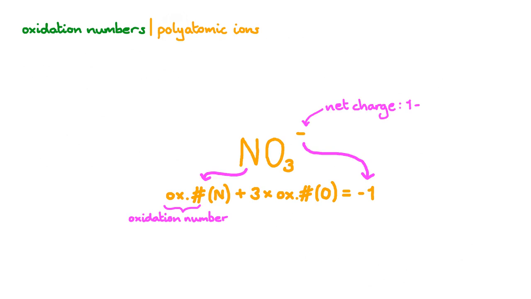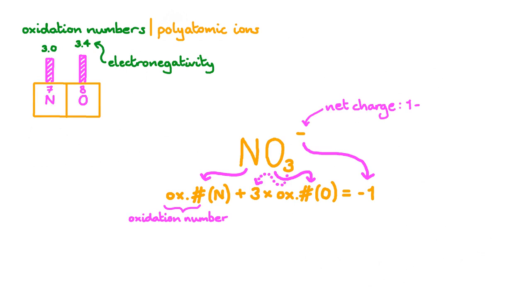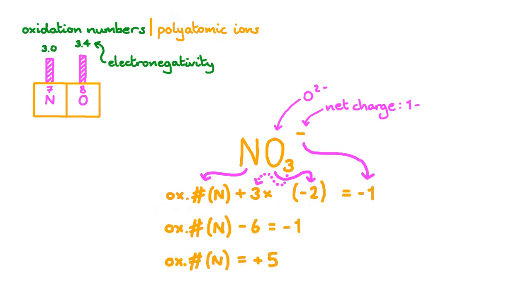On the left-hand side, we have the unknown oxidation number of nitrogen, and 3 lots of the unknown oxidation number for oxygen. Oxygen is more electronegative than nitrogen, so in a 100% ionic system, we'd predict that the oxygens in this system would have the bonding electrons. Oxygen typically forms 2- ions, so we can assign the oxygens an oxidation number of -2. If we evaluate our expression and rearrange, we end up with an oxidation number for nitrogen of +5.